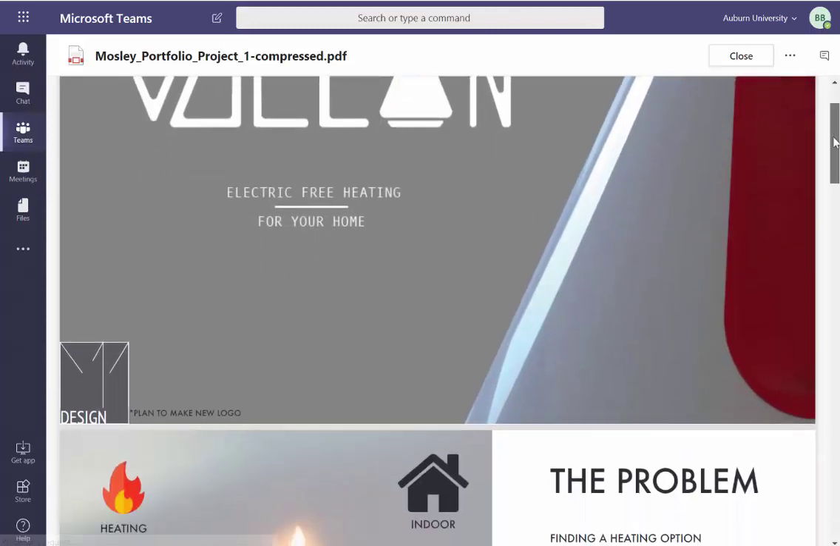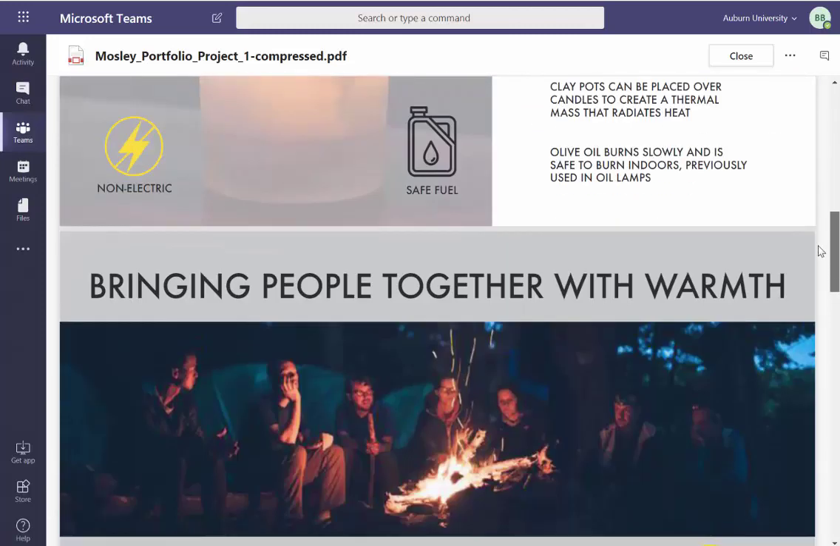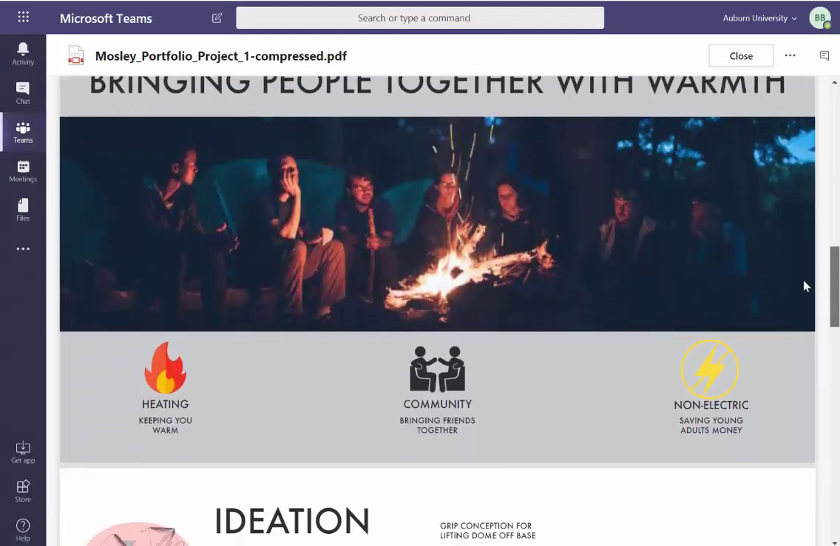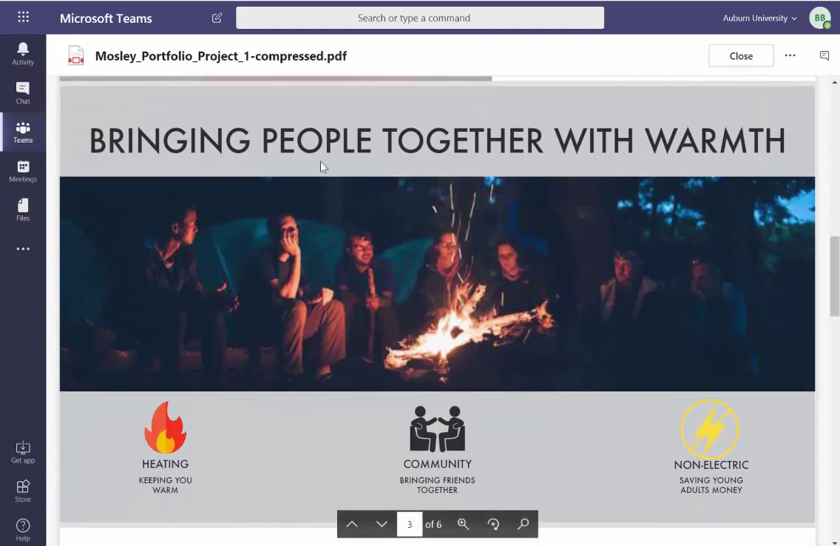Electric free heating for your home. Cool. Plan to make a little go for it. I think introducing this concept first is going to be more impactful than going straight for a lamp and the problem. Ask the question, what brings us around a campfire? Heating is going to be your most obvious. Let's move it to the end.